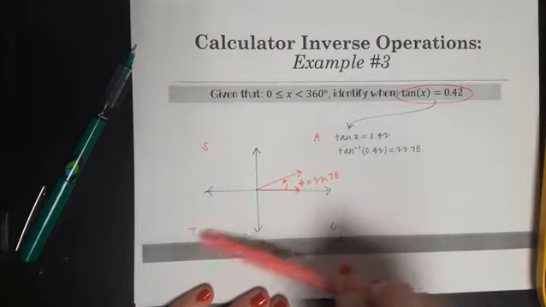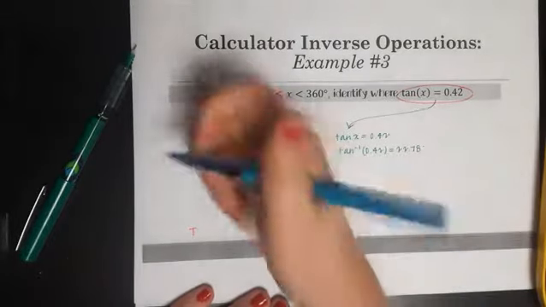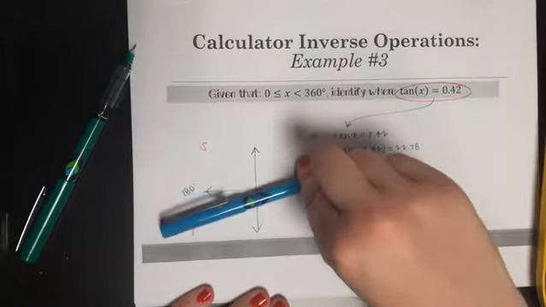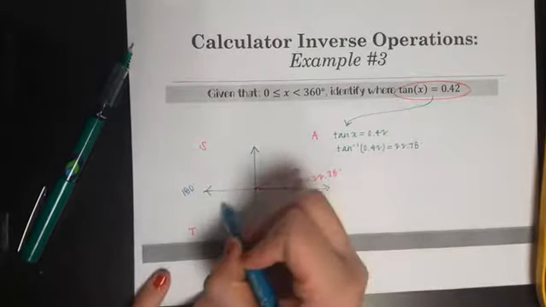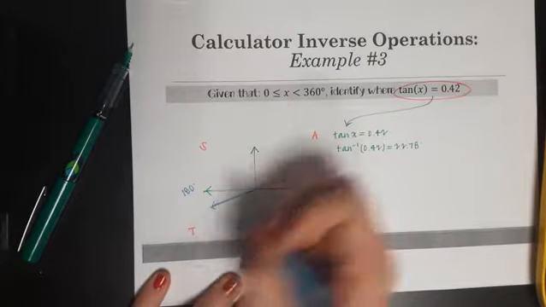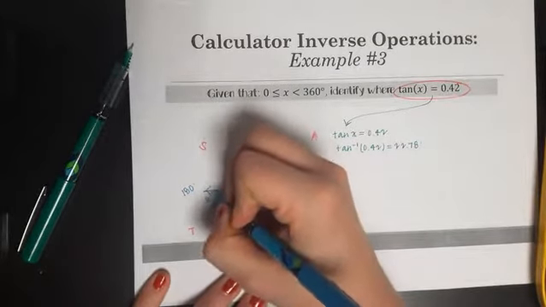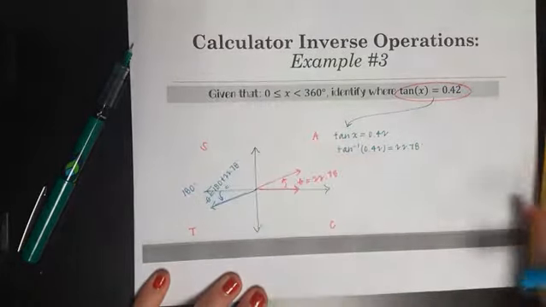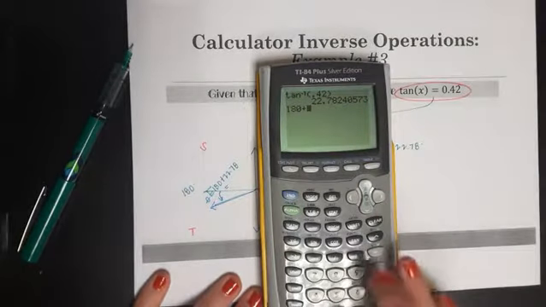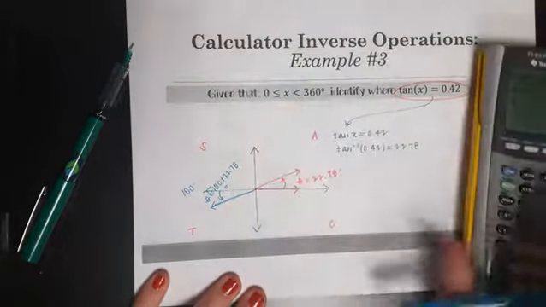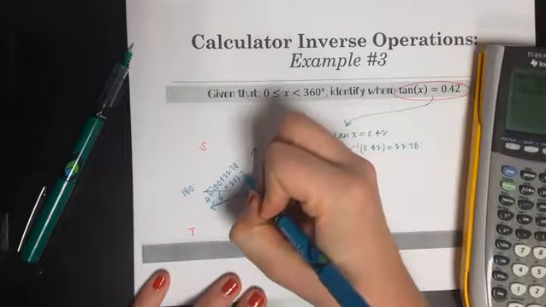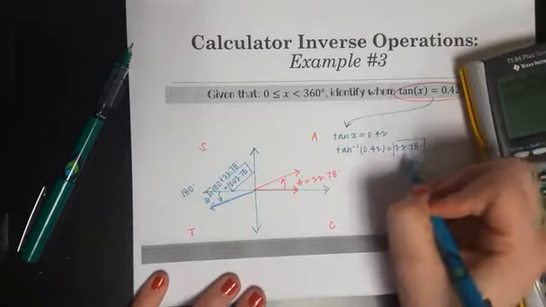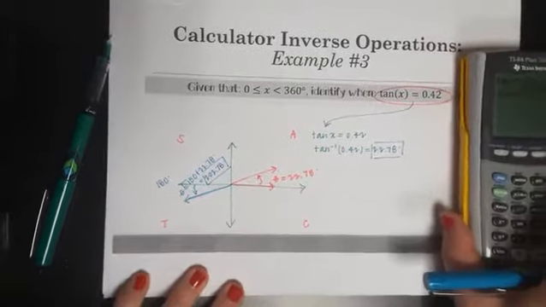The other place where tangent's positive is down here in quadrant 3. So what that means is that if I'm at 180 degrees here, to get into this quadrant, I need to add this reference angle of 22.78. So this value of theta here needs to be 180 plus 22.78 degrees. So I go to my calculator, 180 plus 22.78. That gives me 202.78 degrees as my answer here. So I've got 2 angles, 22.78 and 202.78 as well.